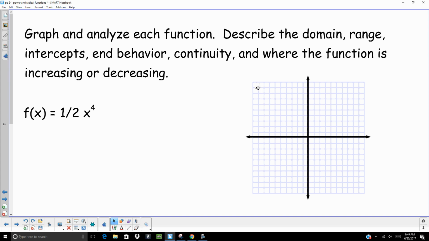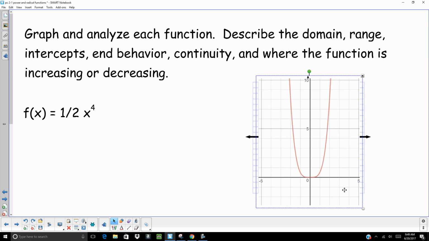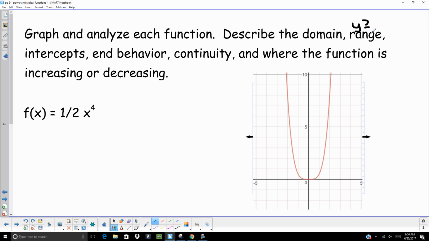I actually took a shortcut on the graphing. I put it into desmos.com and came up with a graph. And this is what the graph actually looks like. I'm going to get some of the other information from this. So I know my domain is all real numbers, said that multiple times. My range, that's what my output is, what my y's are. So in this case, my lowest y value is 0. There's nothing happening in my negative y range. So my range is y is greater than or equal to 0.